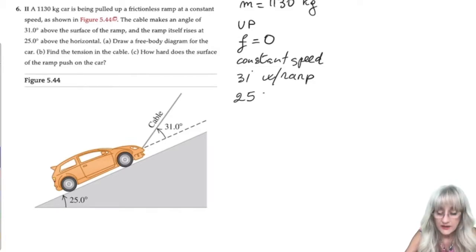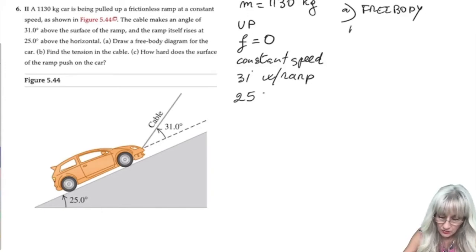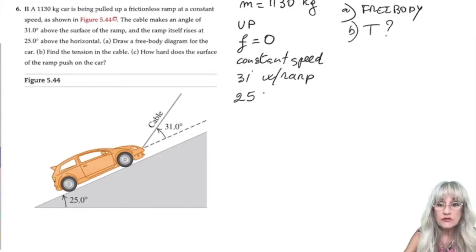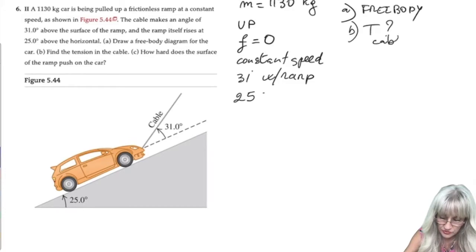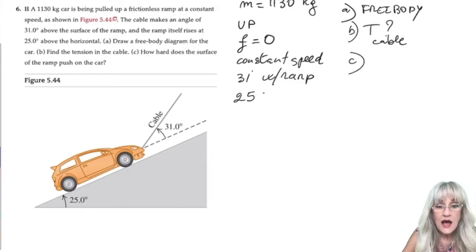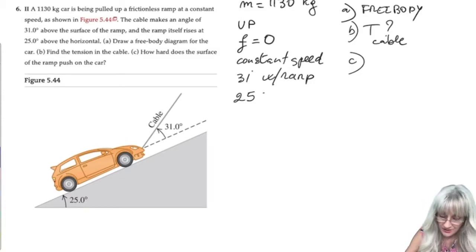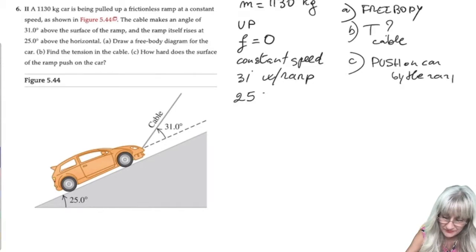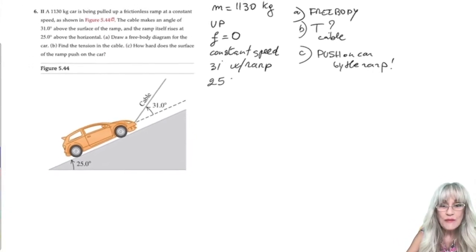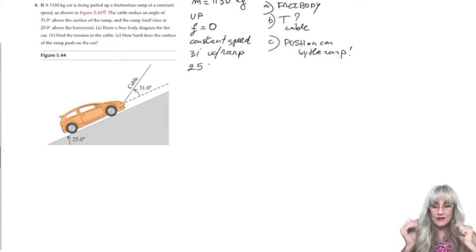We want to find a free body diagram. In B, we want to find the tension, T for tension of the cable, of course. And in C, how hard does the surface of the ramp push on the car? So I want to find the push on the car by the ramp. Yes, you have all the ingredients to make a great recipe with this problem.